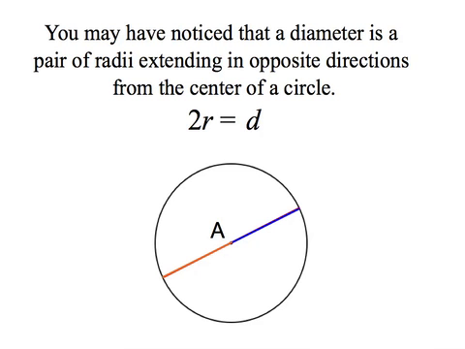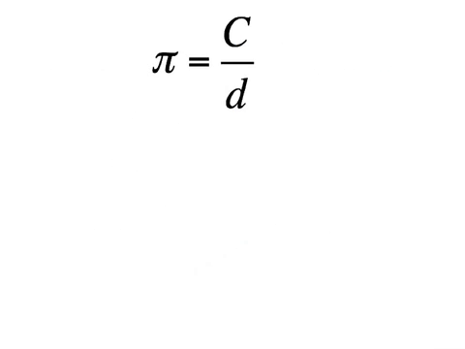You may have noticed that a diameter is a pair of radii extending in opposite directions from the center of a circle. And you may have also noticed that 2 times the length of a radius is equal to the length of a diameter. Well, that leads us to some formulas.